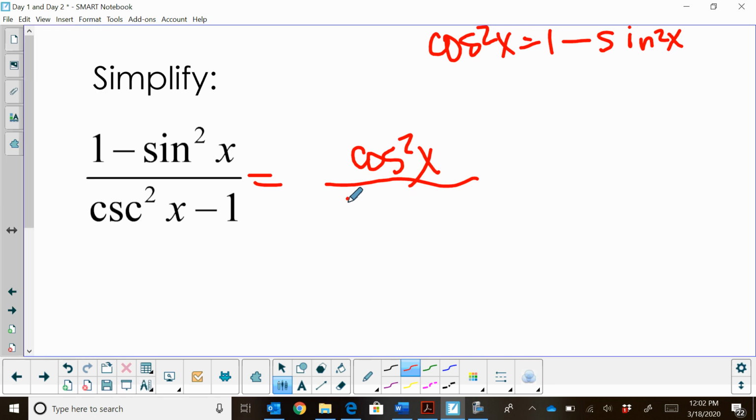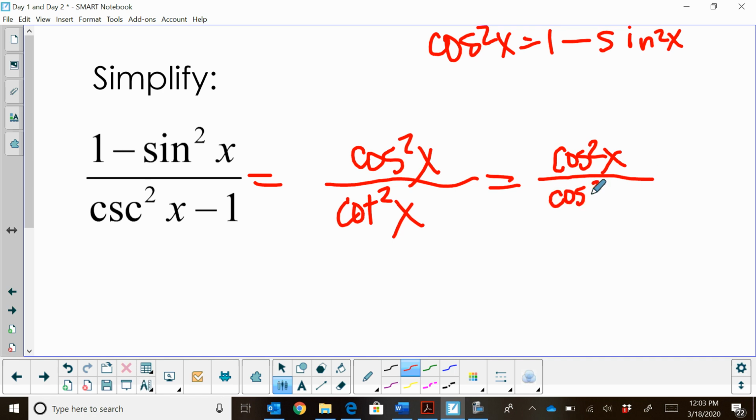Okay, so I can put a cotangent squared x in here. Now I'm in terms of cosine and cotangent. I want those to talk to each other. So I'm going to rewrite cotangent in terms of sine and cosine. So I have a cosine squared. It's already back to the basics, sines and cosines. But cotangent is going to be cosine squared x over sine squared x.